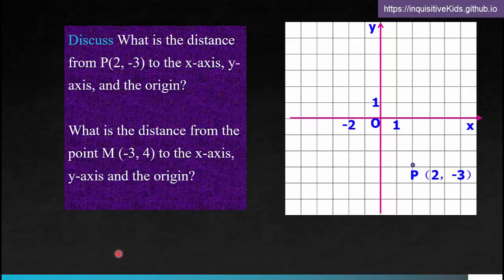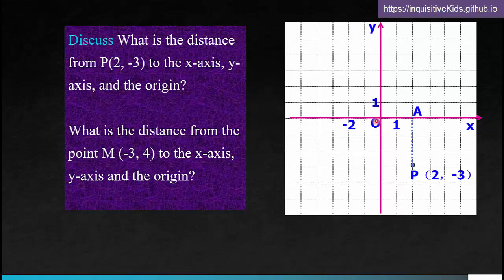Discuss. What is the distance from P(2, -3)? So again, this notation you've seen multiple times, but just to clarify, P is the name of that point. (2, -3) would be written in parentheses next to it to show that that is the coordinate of the point. So what is the distance from P to the x-axis, y-axis, and the origin? Here is P, and here is the x, y, and origin. What is the distance from the point M to the x-axis, y-axis, and the origin?